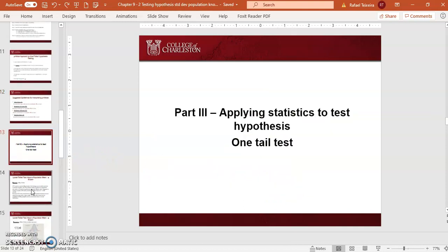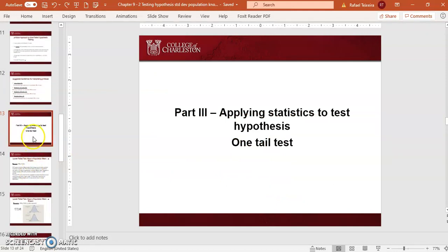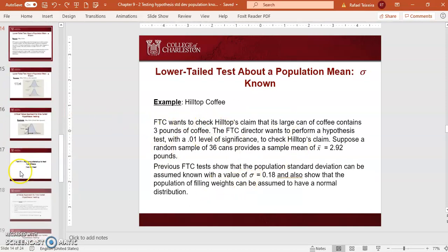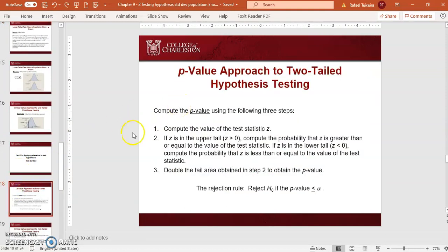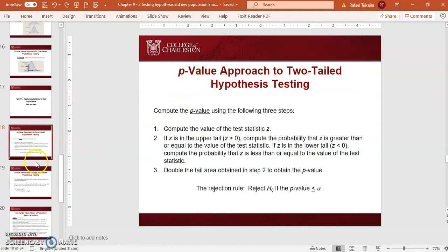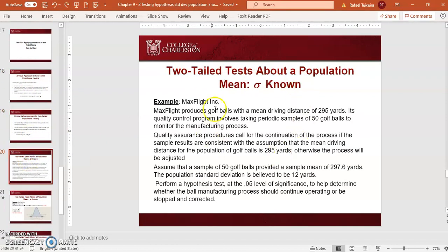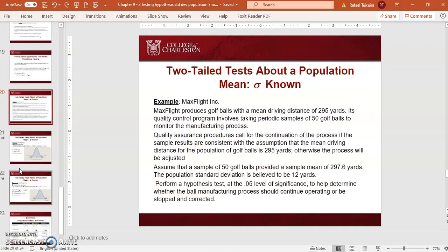Okay, I'm going to stop here, and in the next videos, I'm going to show you how to solve the same problem using Excel, and another problem for the two-tail test. There will be two different videos using Excel to solve these problems, okay?